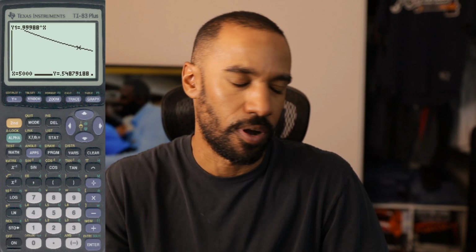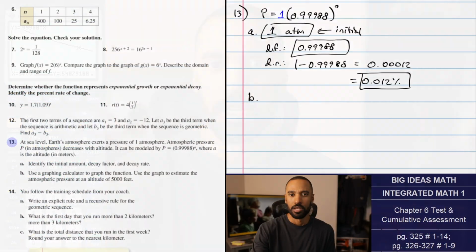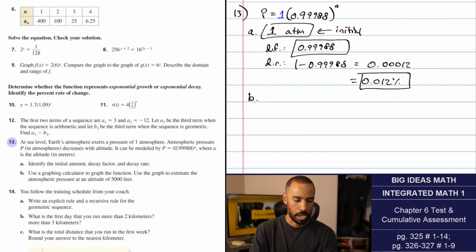Now, I'm going to actually use my value feature when I type 5,000 here. You can also find it in the table. And you get around this value here, this 0.5487, etc. I don't know how many decimal places they want. I'm going to use 3. So around 0.549 atmospheres. I don't know what the actual name of it is, just atmospheres, I guess. So let me copy and paste that one in.